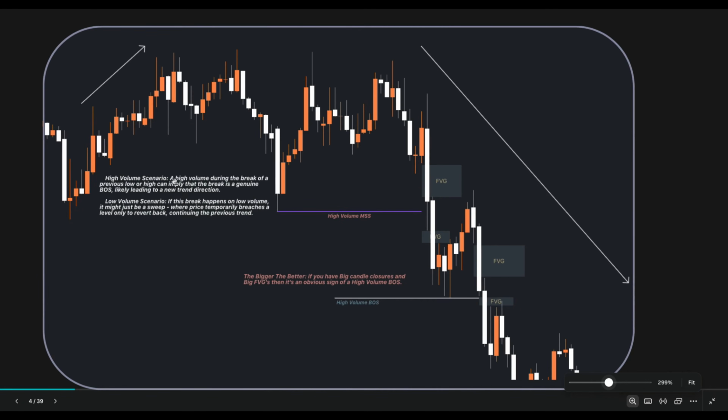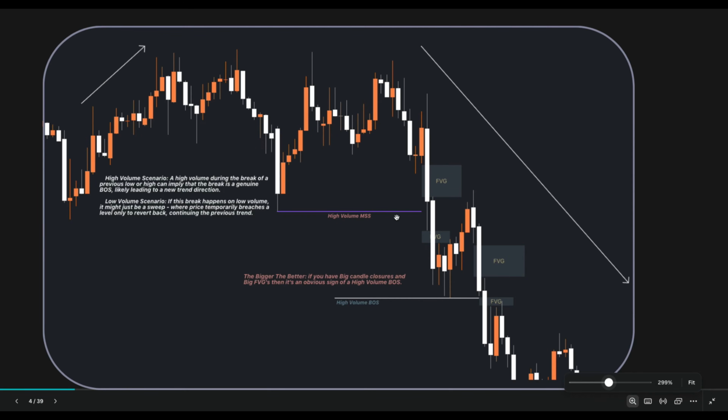So high volume scenario, a high volume during the break of a previous low or high can imply that the break is a genuine break of structure, likely leading to a new trend direction. Low volume scenario, if this break happens on low volume, it might just be a sweep where price temporarily breaches a level only to revert back, continuing the previous trend.